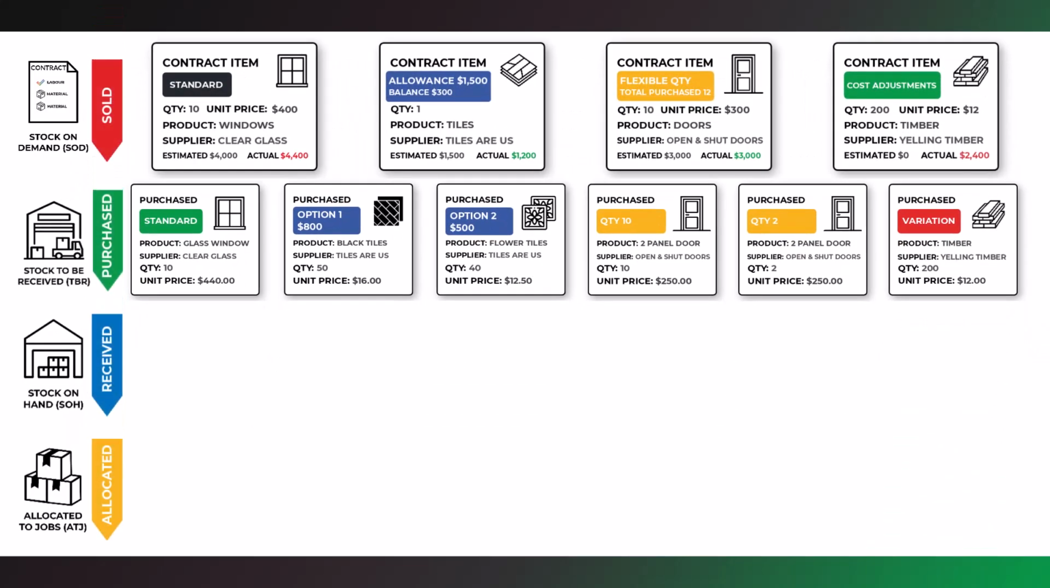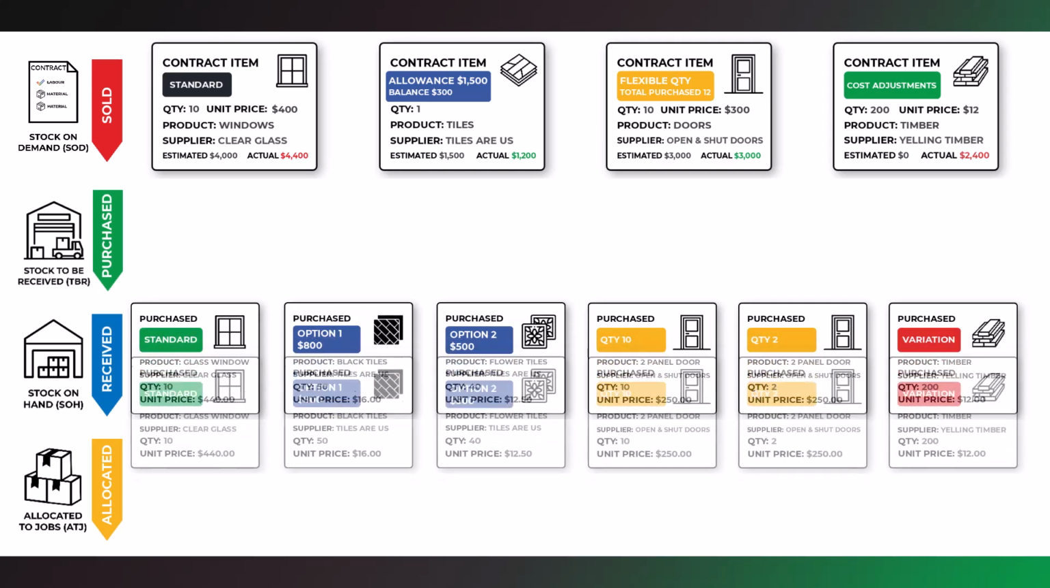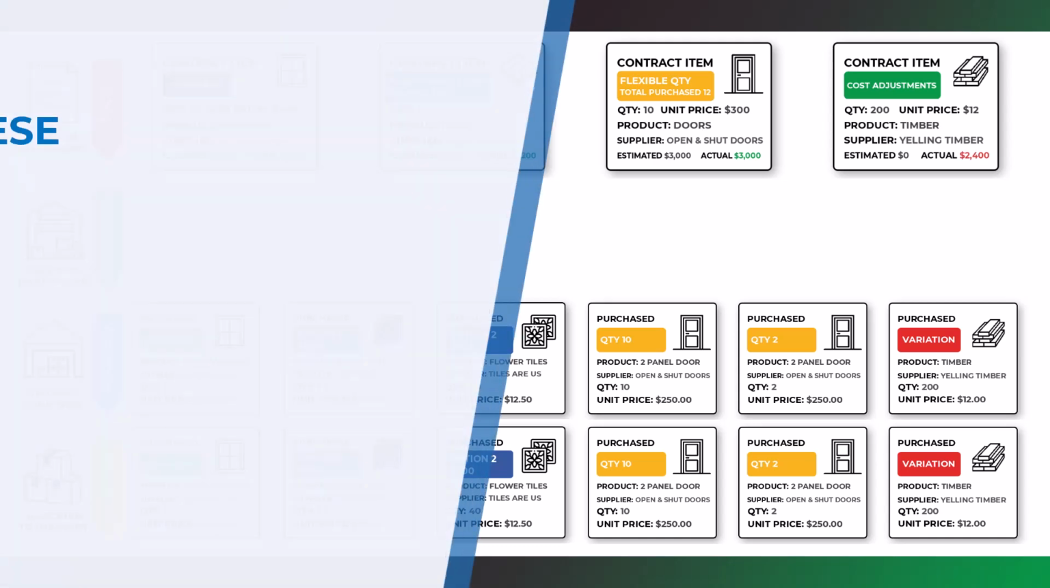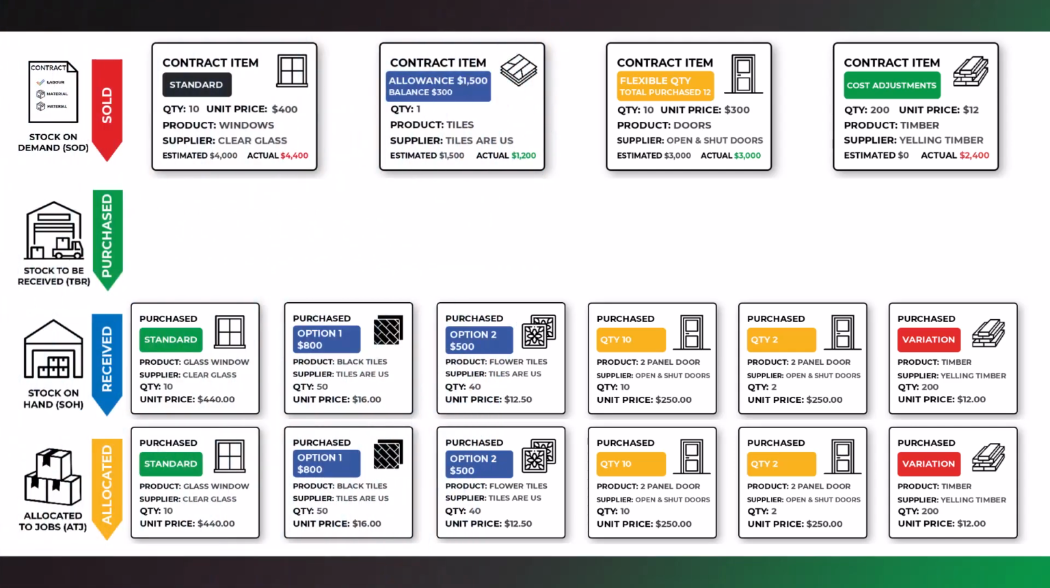Materials required for a job can be purchased from suppliers, which increases your stock to be received. If the materials are being delivered to your warehouse, once they are received, this will increase your stock on hand. If materials have been ordered for a job, they will be automatically allocated, which increases your committed stock. Watch the purchasing video to understand more about delivery straight to site, and the product usage video to track what materials have been used on site. We will revisit the process of stock delivery and explore how items are automatically allocated upon receipt.